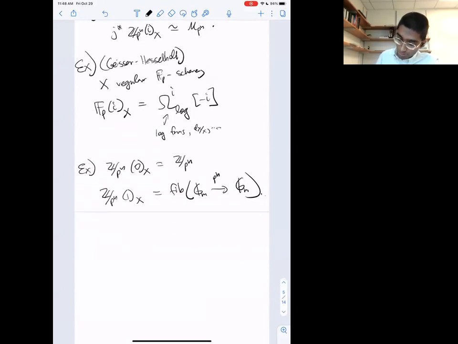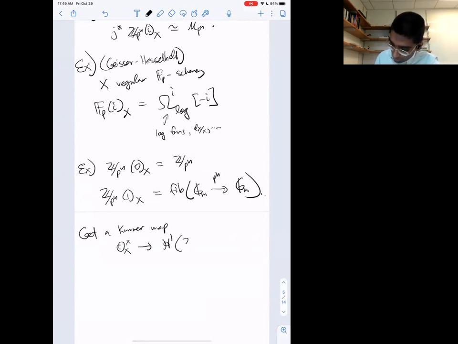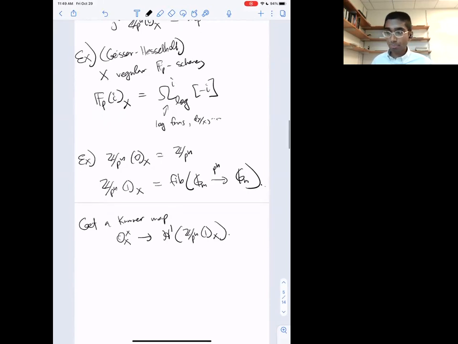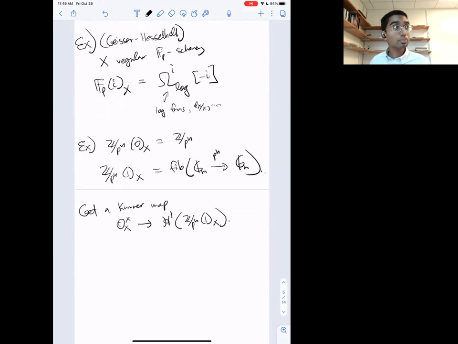And so as a consequence, you get a Kummer map, which goes from O_X^× to the first cohomology of Z mod p^n twisted by 1 sub X. And this is a surjection.